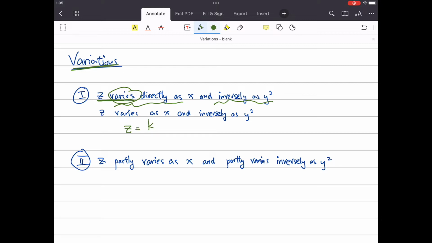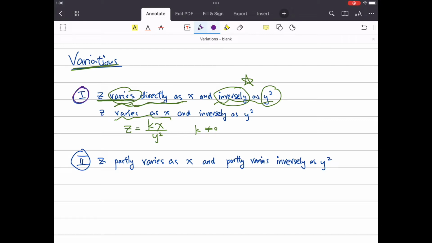And then if you see directly as, or sometimes without the word directly, so you simply see varies as, then we put that variable next to k. And then for the second sentence, when you see the word inversely, you put the whole expression. This time this is y squared. You put it into the denominator like this. Note that k is a non-zero constant.